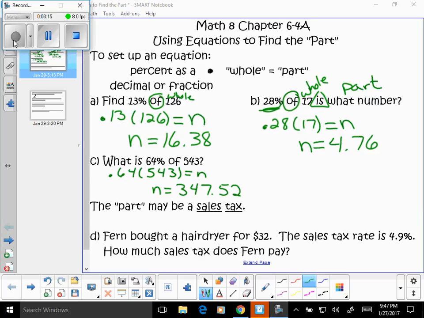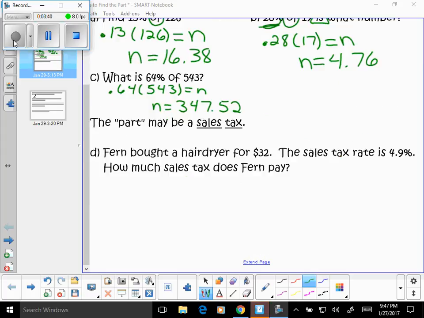And I've shown you how to work example C. Hopefully you got it right. Now, one of the things we have to keep in mind, if you remember back to when I talked about proportions, is that the word part can refer to a tax. A sales tax is part of that. So one of the things they're going to be asking you to do is calculating the sales tax on various amounts. So let's look at example D.